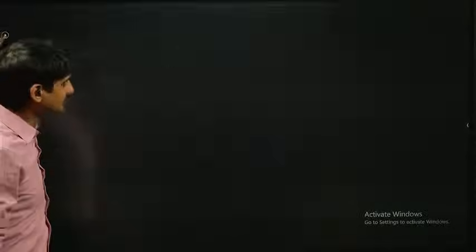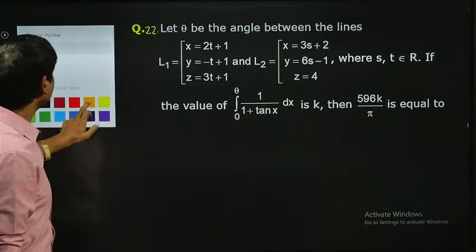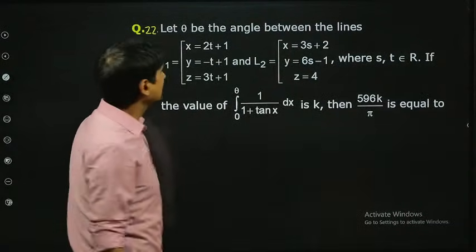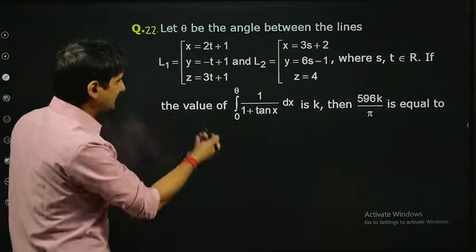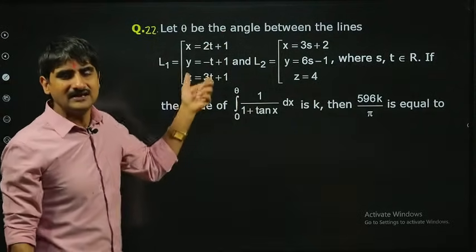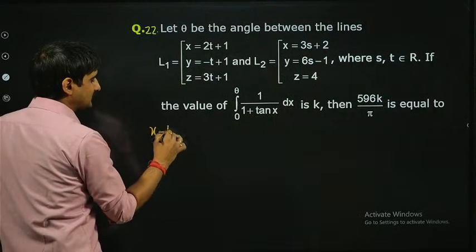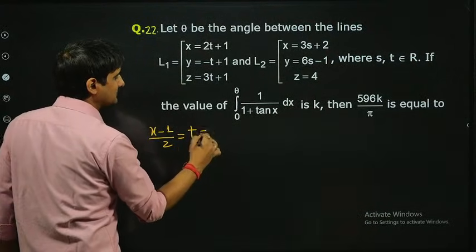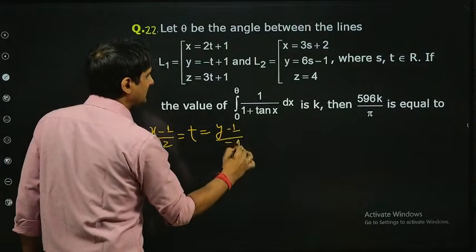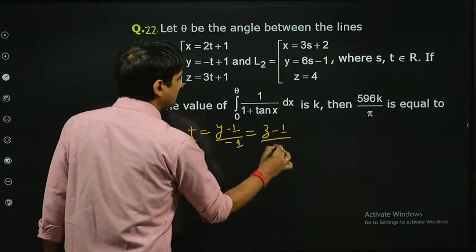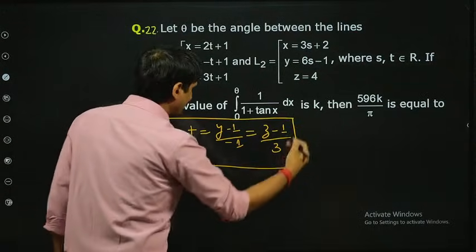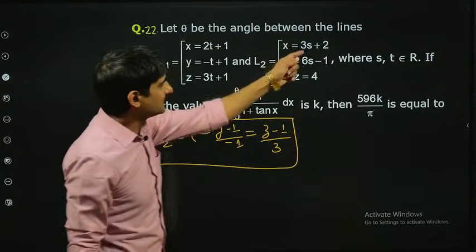So that was question number 21. Now moving to question number 22. Let theta be the angle between the lines. The line is given in parametric form here. How? You can write (x minus 1) by 2 is equal to t, which is (y minus 1) by minus 1 is equal to (z minus 1) by 3. So that's the line. Similarly, you can write for this one.